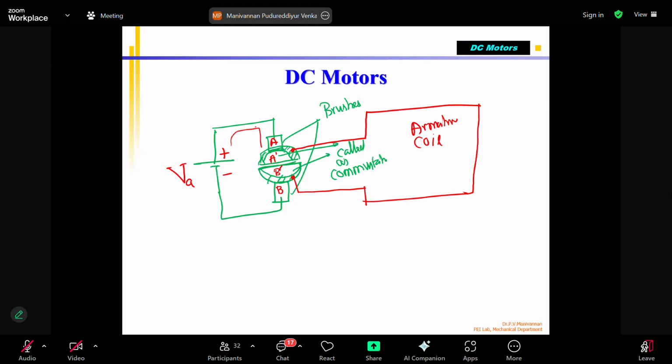So the voltage from the DC power supply, VA armature voltage, is given to the brushes. The brushes are touching the commutator. The commutator is attached with the armature coil. Please note that the armature coil can rotate freely because it is put on a shaft with bearings. Then I have two magnets. So this is the North Pole. This is the South Pole. These two form what we call a field magnet.